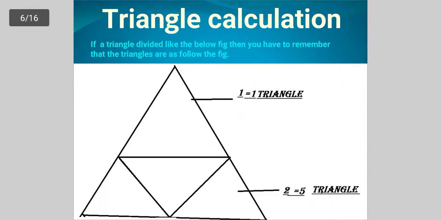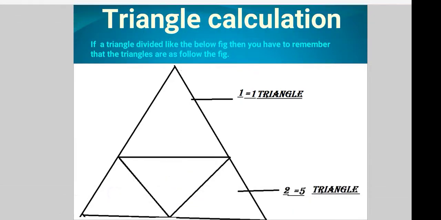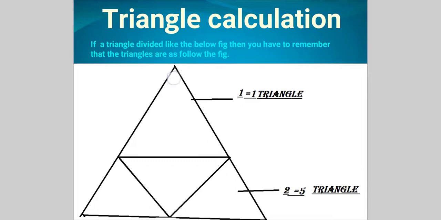So here is another complicated figure. Here, if there is only a single triangle, that is one triangle. If we put a triangle inside the triangle, how do we calculate? 1, 2, 3, 4 triangles, then 5 triangles. So there are 5 triangles in this figure.